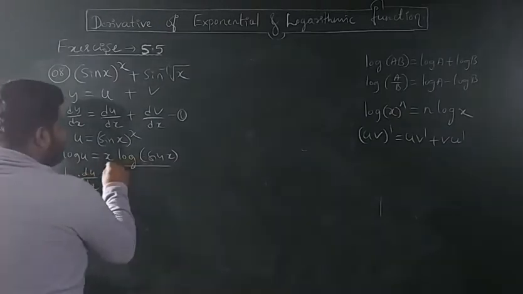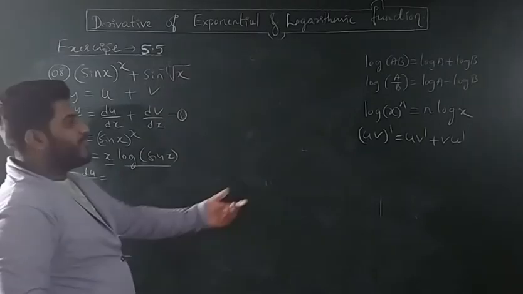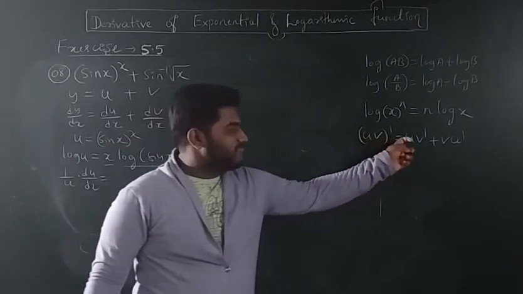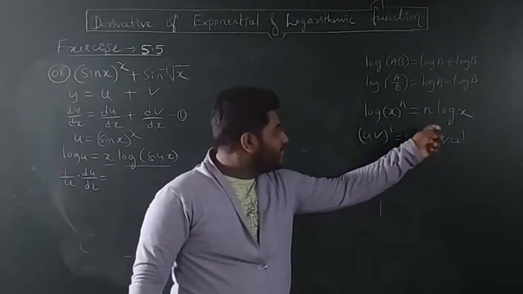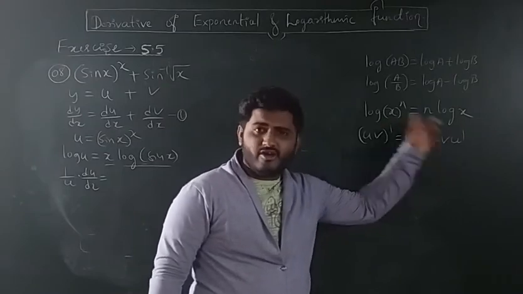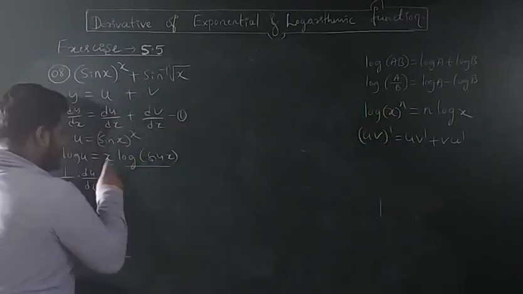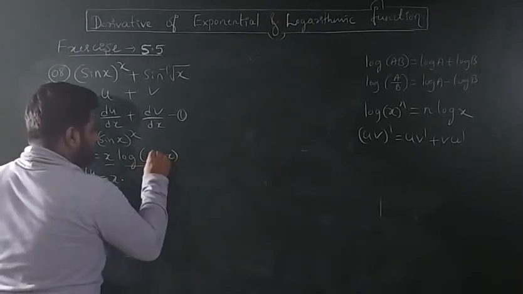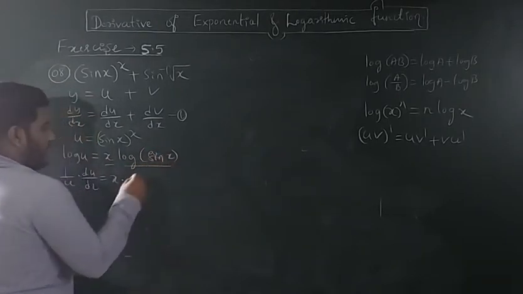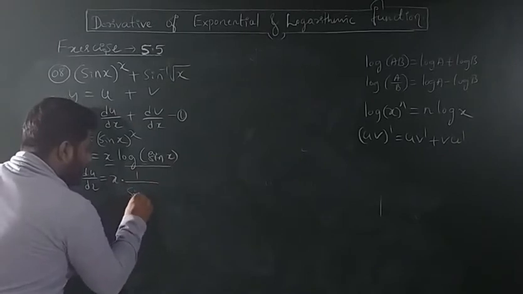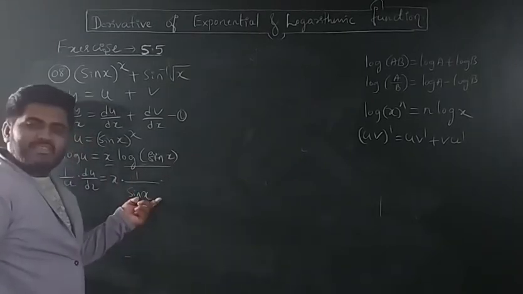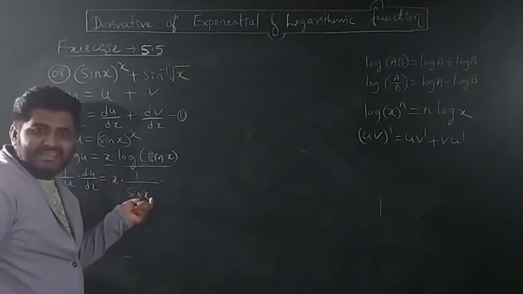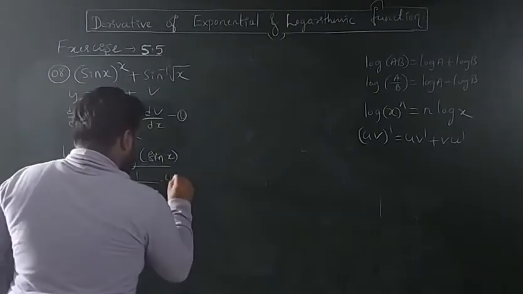Now we have two functions. Again apply the product rule. What is the product rule? First function as it is, differentiation of second, plus second function as it is, differentiation of first. So here, first function x as it is, differentiation of log of sin x is 1 divided by sin x into, differentiation of sin x, which is cos x.